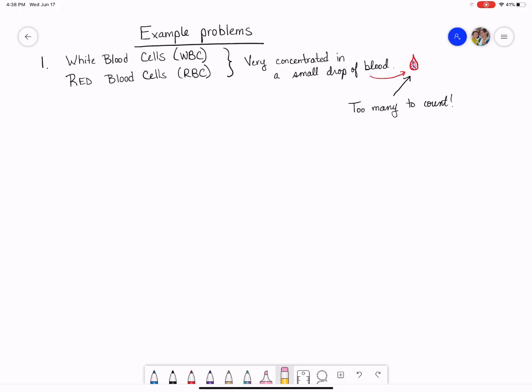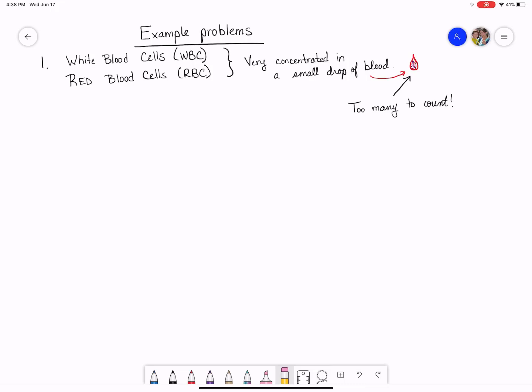Now, red blood cells and white blood cells are very concentrated in your blood. And if you take a drop of blood and you want to determine the concentration, the classic way to do this is simply to count how many red blood cells do you see in this drop of blood. The problem is that, especially for red blood cells, it's really high. So for instance, it's not uncommon to find 5, 6, 7 million red blood cells in a very small drop of blood. That's really beyond our ability to count.